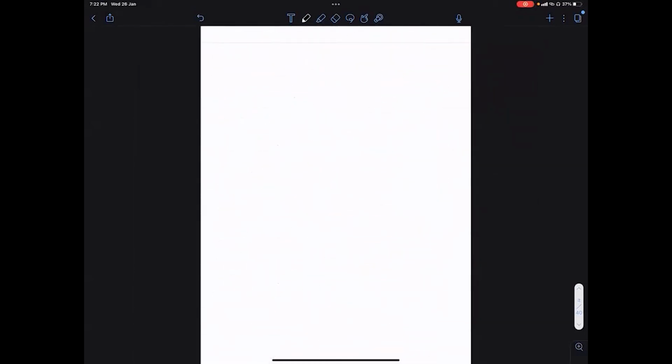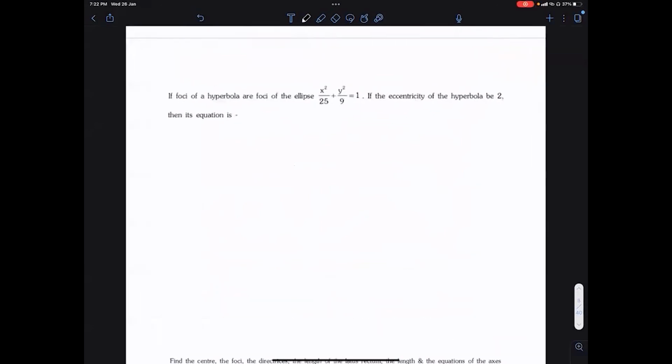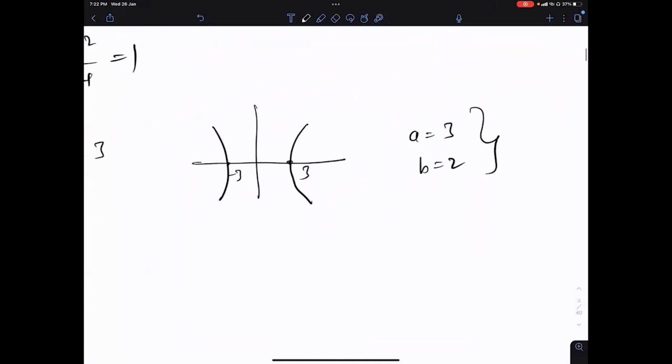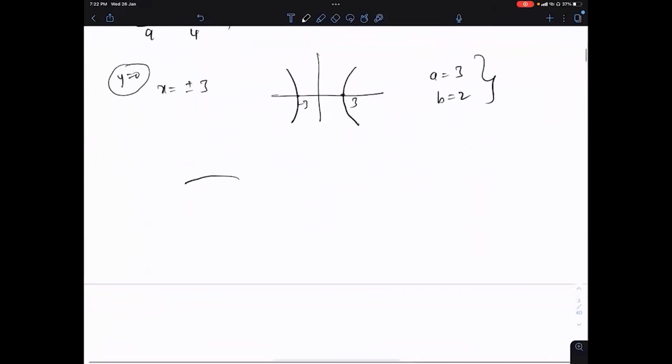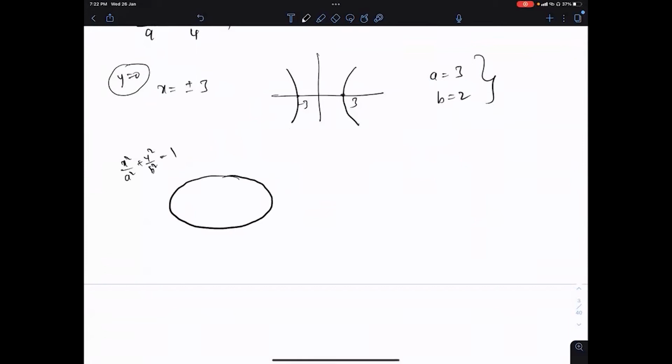Next, coming to the problems. You see, and one more important point, guys. In case of ellipse, the equation was x square by a square plus y square by b square equals 1. What is the distance between the center and the focus? It is root over a square minus b square. Now, in case of hyperbola, the distance between the center and the focus will be root over a square plus b square.